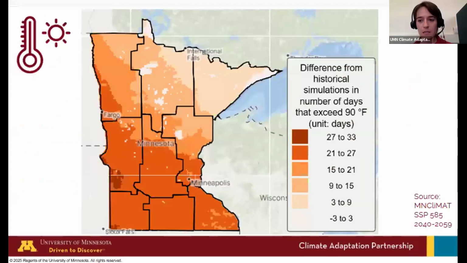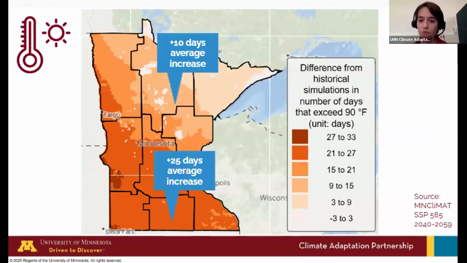So we've talked about precipitation. Let's take a look at changes to temperature. Again, we're talking about the same emission scenario, same timeline. So this graph is showing you the difference between what we've historically experienced and what we experience in the 2040 to 2059 timeline. We're looking at the change in number of days that exceed 90 degrees Fahrenheit.